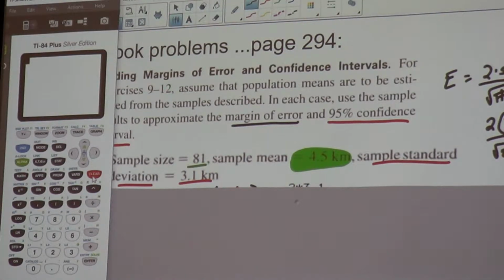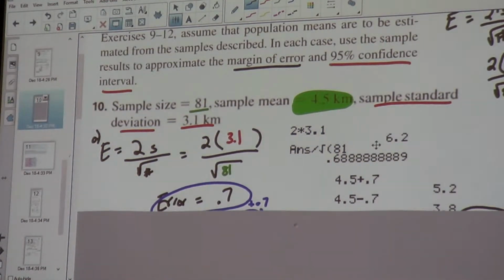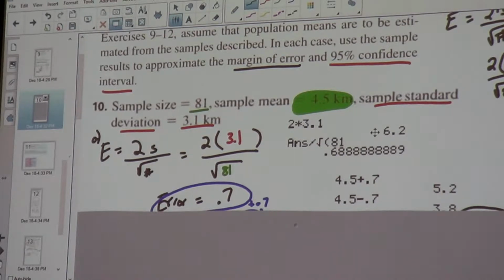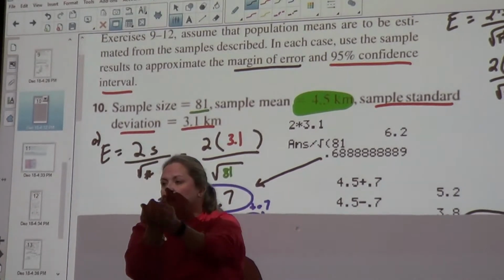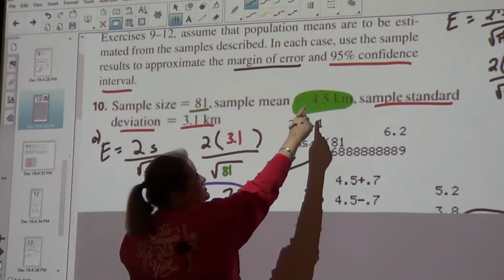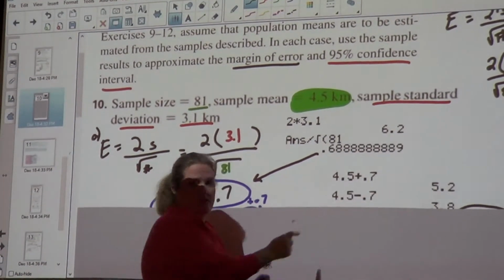So it's going to be 2 times 3.1, divided by the square root of 81. And again, my math lab will tell you what they want you to round it to. I called it 0.7. That's where I got the 0.7 from. So that's my wiggle room, my left and right. What do I wiggle off of? 4.5. You always wiggle off the average, the mean. So I'm going to do 4.5 plus the error and 4.5 minus the error.